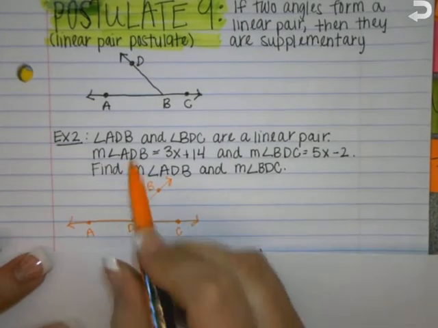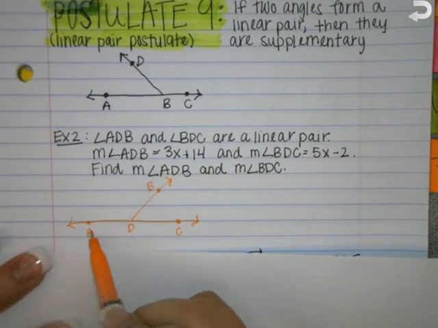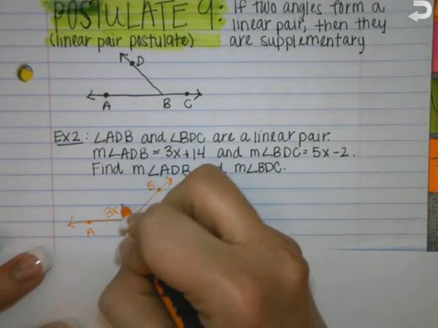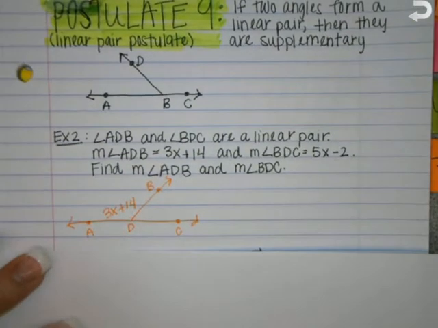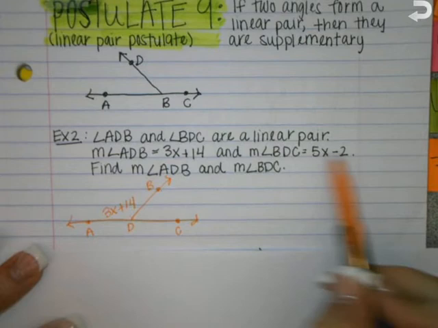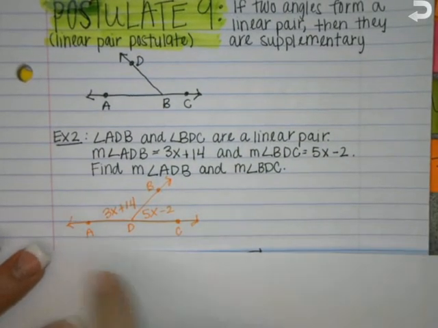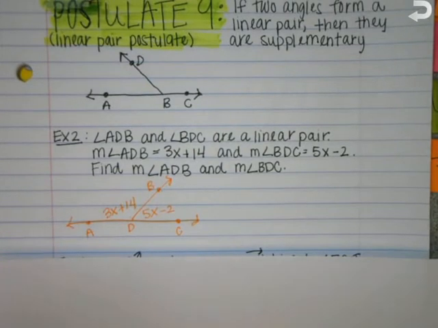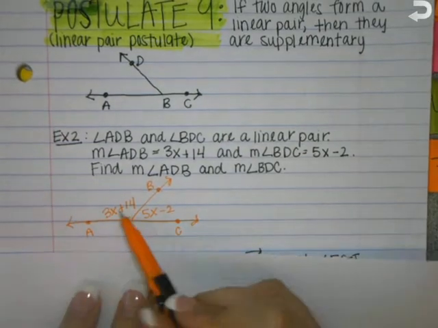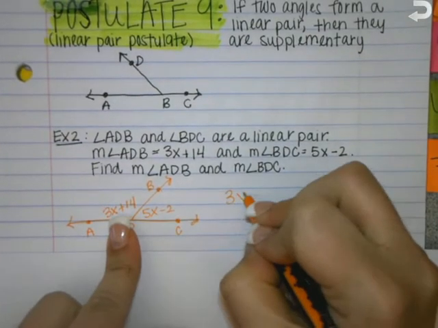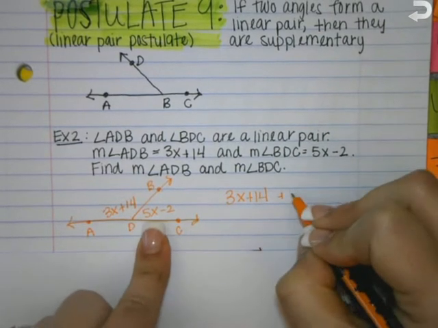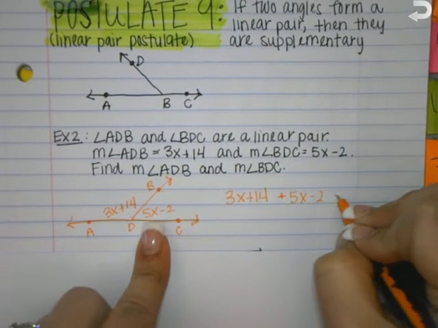So measure of angle ADB is 3x plus 14, so I'm going to just write that in the angle to help me visualize. And then I tell you that BDC is 5x minus 2, so I'm going to write that. And I want to find the measure of each one. What other information can I use? They all equal 180 when I do what to them? When I add them. So let's add them. 3x plus 14 plus 5x minus 2 equals 180.